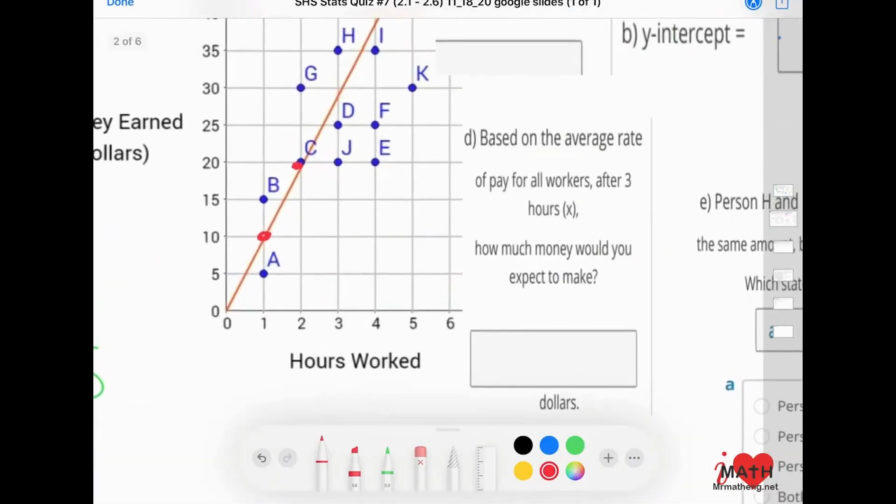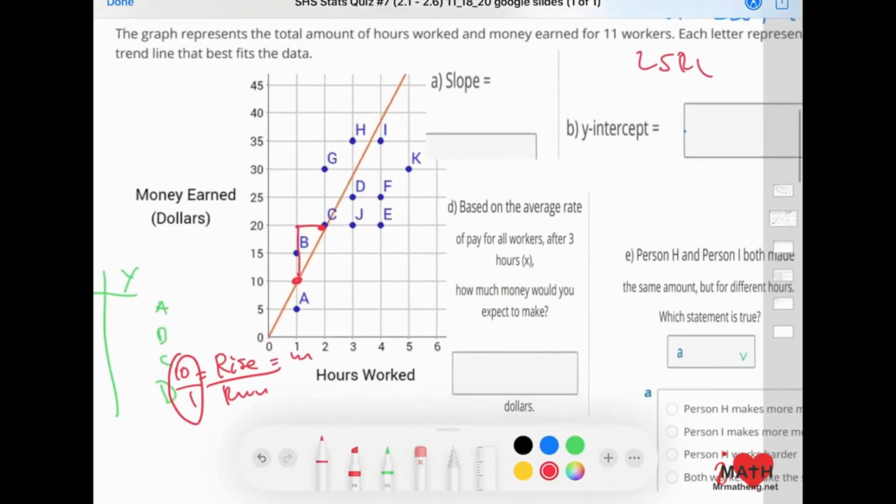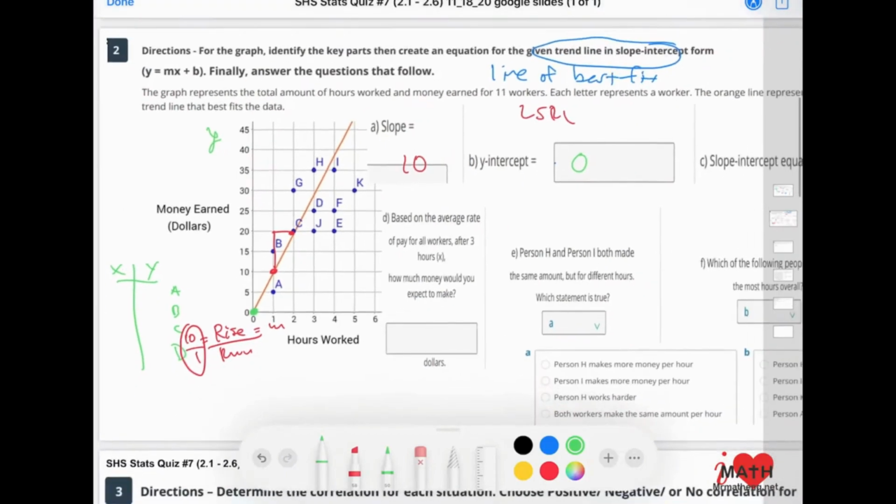Okay, so I have a rise, that's slope, right? Rise of 10, and then a run of 1. So 10 over 1 is my slope. So that would be my slope, 10. What is the y-intercept? Well, this is the y-axis, and where does it cross? Right there at 0. Okay.